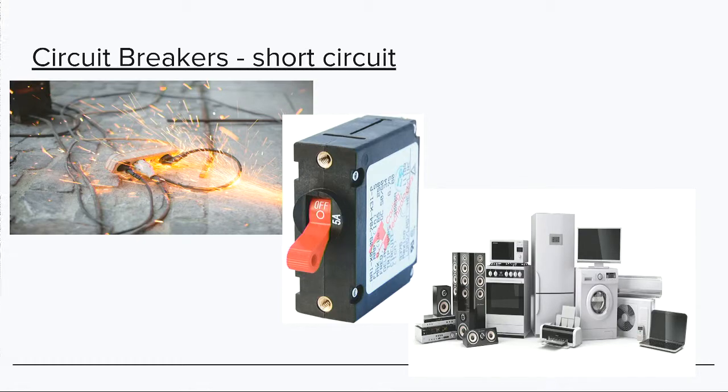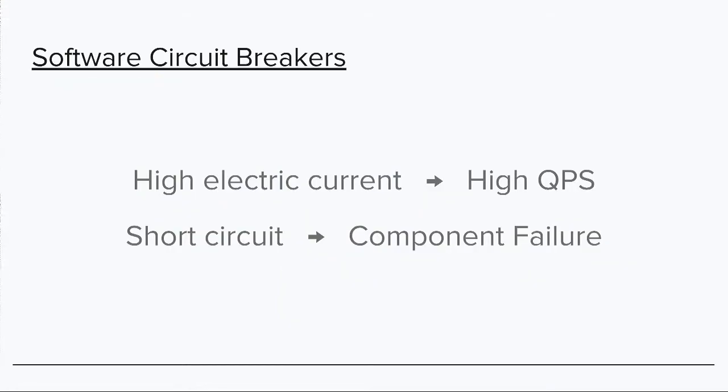So how do these two characteristics of circuit breakers apply to software architecture, and how do we translate them? We can think of a high electric current as a high load on your system. For example, you have a very big number of queries per second, which can actually lead to a denial of service at the end. And the short circuit translates to a component failure. For some reason, one of your components is not available, because of you or because of the infrastructure, it doesn't matter. But in this case, it's short-circuited.